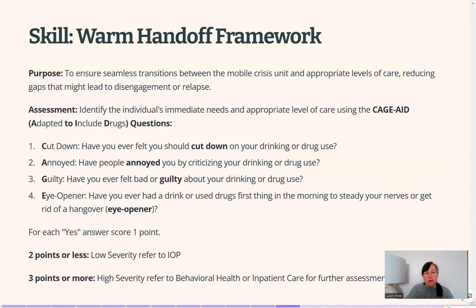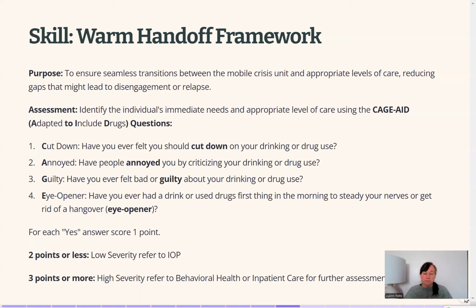So when we talk about the skill to go over today, I'm going to show you a warm handoff framework, as we were talking about levels of care. The purpose of this is to ensure seamless transitions between the mobile crisis unit and appropriate levels of care, reducing gaps that might lead to disengagement or relapse.